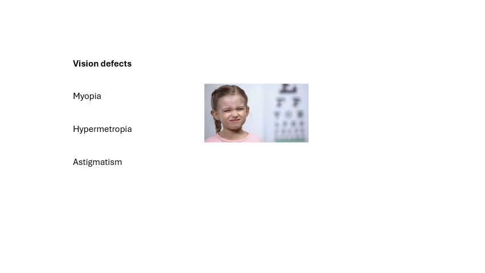Vision defects. We need to know myopia, hypermetropia, and astigmatism. Myopia is being short-sighted, hypermetropia is being long-sighted, and astigmatism is a problem with the cornea, as we shall see.